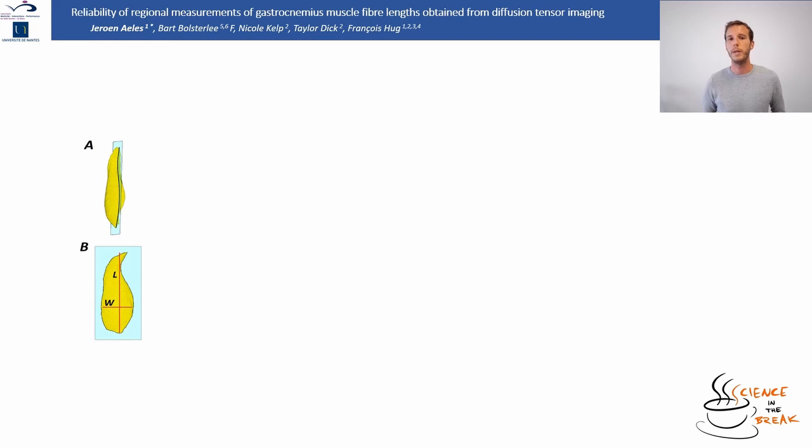And that's exactly what we did in this project. So what we first do is we use the magnetic resonance imaging to get the muscle shape out. So basically what's surrounding the muscle and the muscle, its shape. So that's what we did here in yellow.